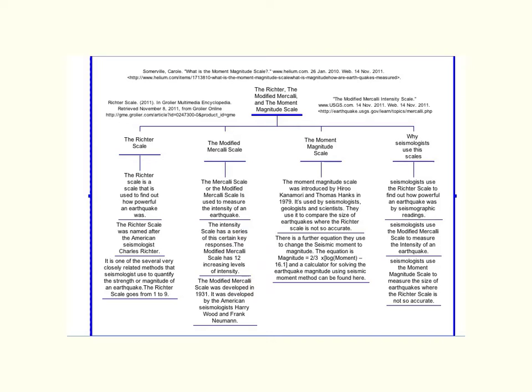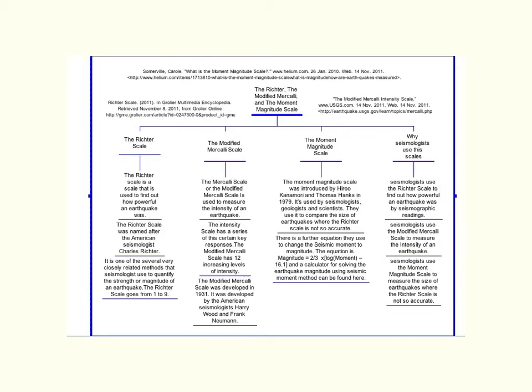And finally, this is the one that is used most today. It is used to compare the size of earthquakes when the Richter scale is not so accurate. If you hear scientists or news reporters reporting an earthquake, this is the one that they use. However, a lot of times they don't realize that they use the word Richter scale when they really mean the moment magnitude scale.